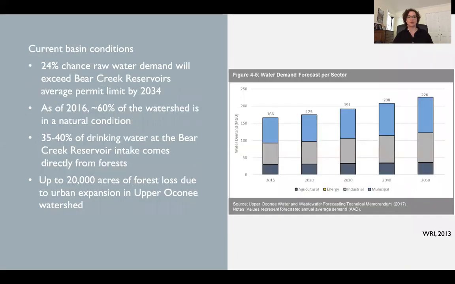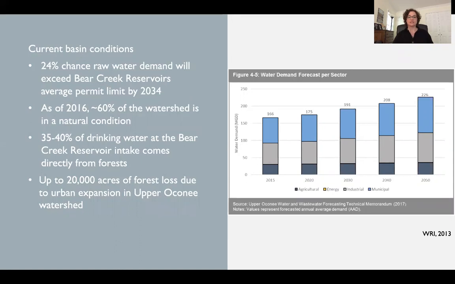As more people are in the watershed, there's greater demand for drinking water supplies. The primary source of drinking water in the Athens area is the Bear Creek Reservoir, which supplies drinking water to Oconee, Jackson, and Barrow County, and raw water to Athens. There's a 24% chance that the raw water demand will be exceeded in Bear Creek Reservoir by 2034. This just increases with time, as there's a 50% chance that the demand will be exceeded by 2050.